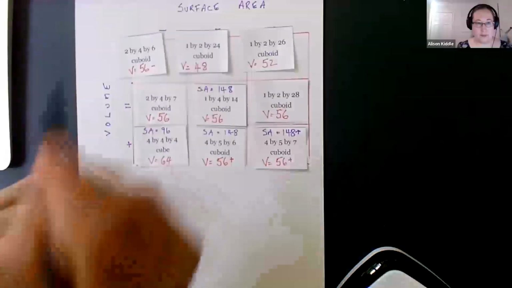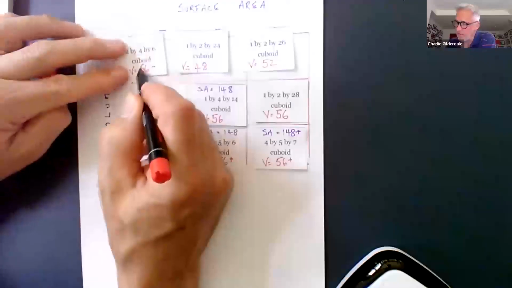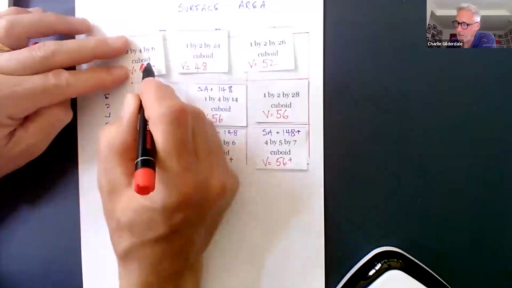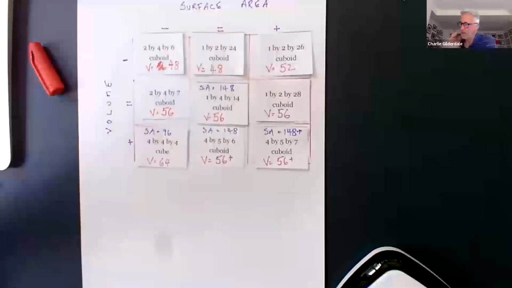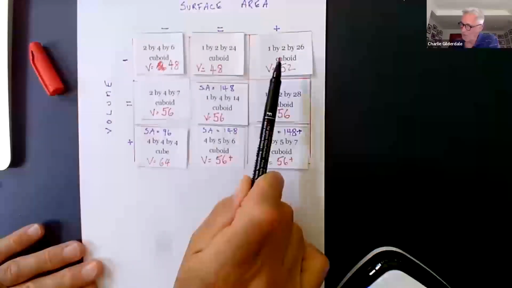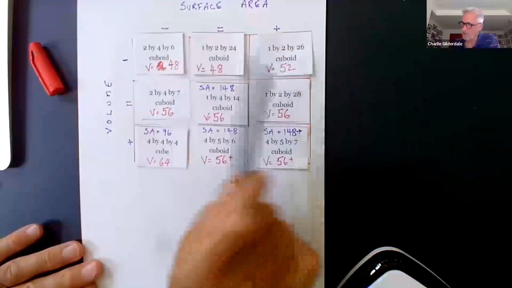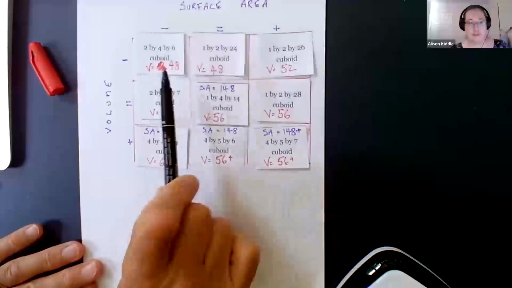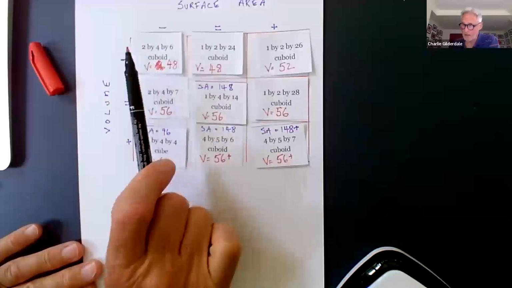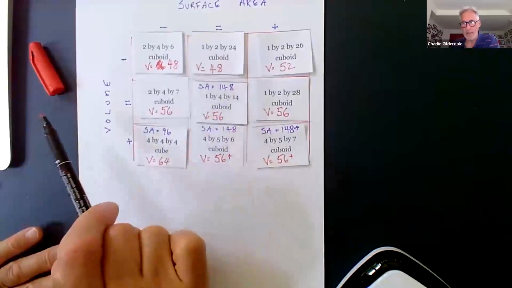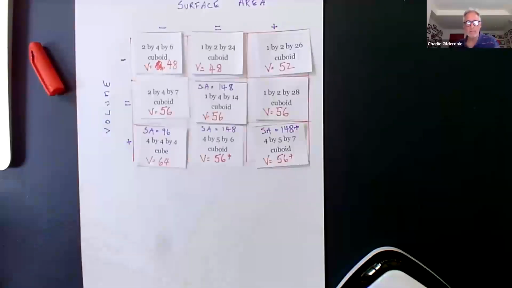So I think if we change the 56 minus to 48 exactly, then we've got the right order, because we know that this has got a larger surface area than that. These two have got the same volume, and this is more cube-like, so this will have a smaller surface area than that. So that must be the right order.